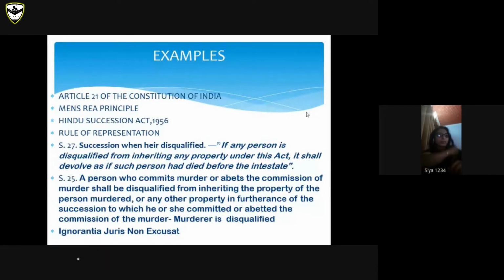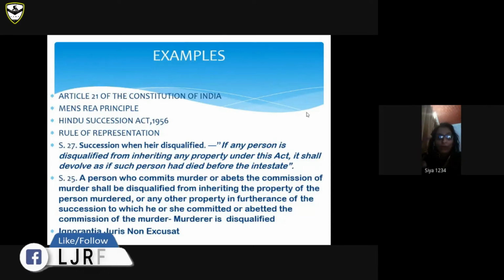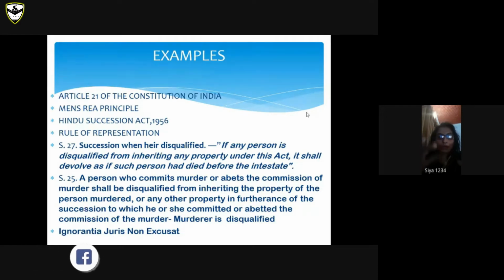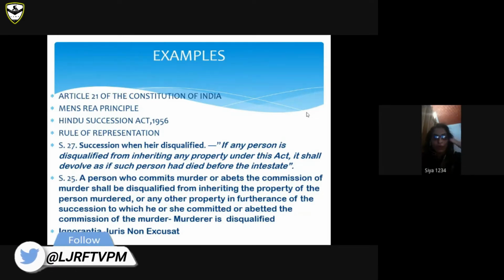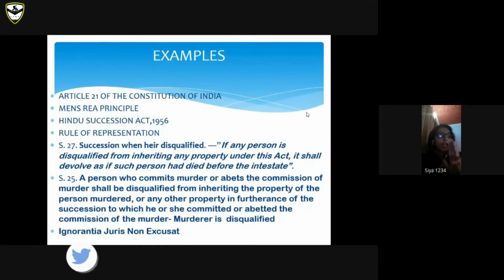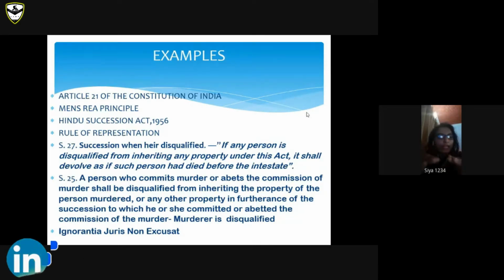Okay. And the next one is, I'll give you some statements. You should develop your own critical idea and tell me what you got from these statements. These statements are related to the Hindu Succession Act. The first clue is that the statement is related to the Hindu Succession Act. And the first statement you should think of in relation to the rule of representation. While you are thinking about this statement, you should correlate it with the rule of representation.